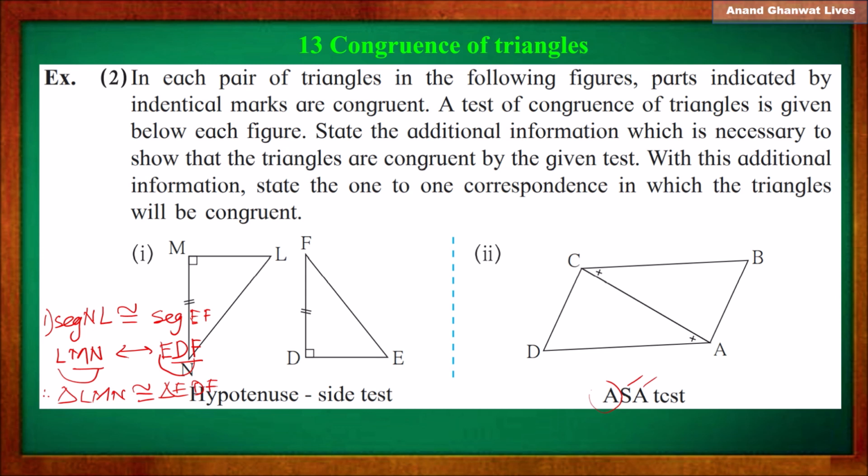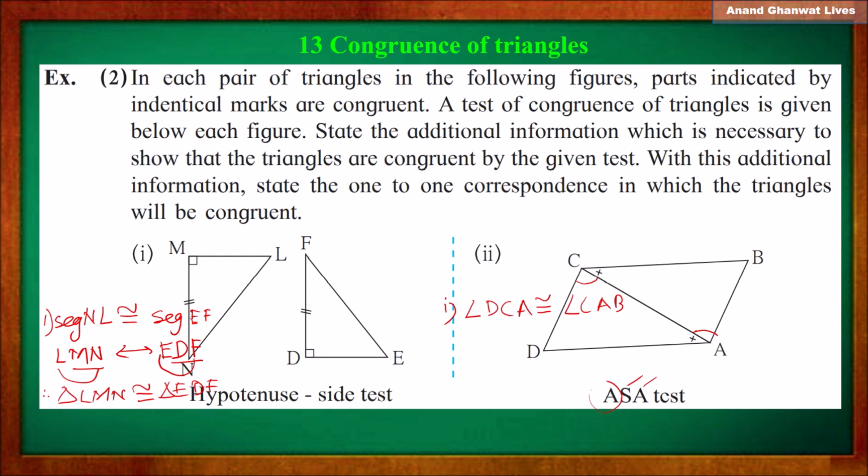So another additional condition is required here: angle DCA is congruent with angle CAB. So this additional information should be given so that these two triangles are congruent by the ASA test.